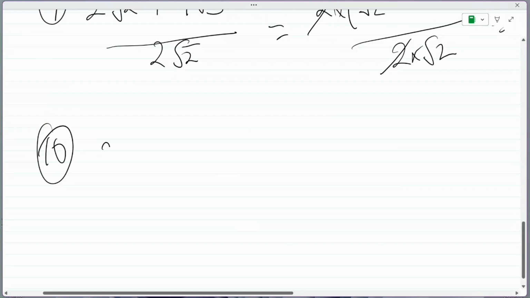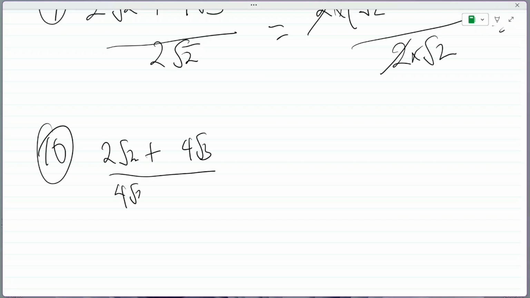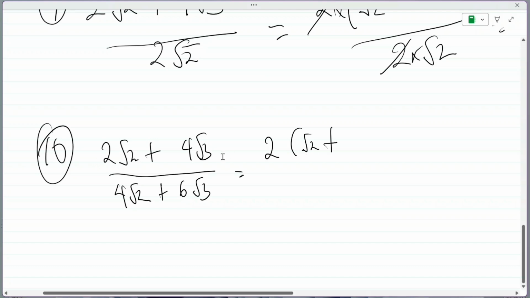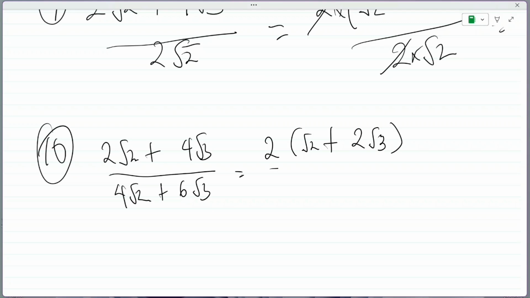Question 10, you have 2 root 2 plus 4 root 3 over 4 root 2 plus 6 root 3. Factorize this. There's 2 here and there's 2 here. You bring out the 2 that is common. You'll be left with root 2 here when you take out this 2 plus. From this 4, you take 2, you divide by 2. You'll be left with 2 root 3 in bracket over.